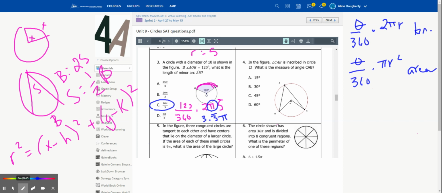Let's look at number 4. Looks to me like I've got both a central angle and an inscribed angle. So if I know this is the central angle, then I know this is 90. And then what is the measure of CAB? I want that inscribed angle. I have the big and I want the small. And I know that the small is half the size of the big, so it must be 45, right? So the big is twice as big as the small, or the small is half as big as the big.